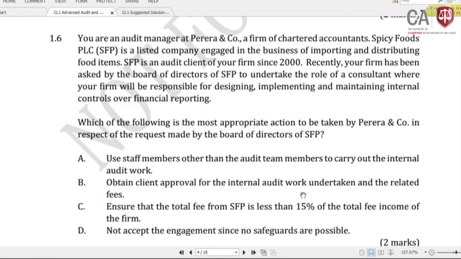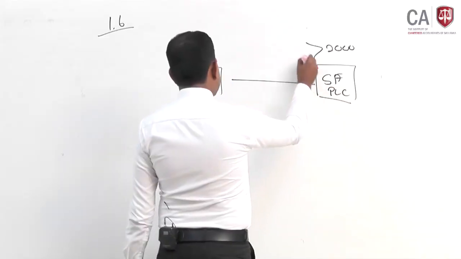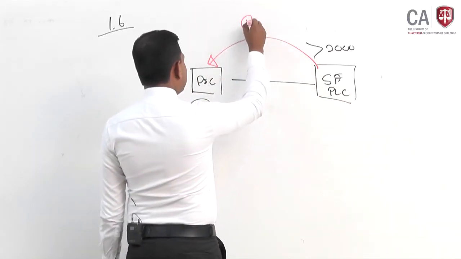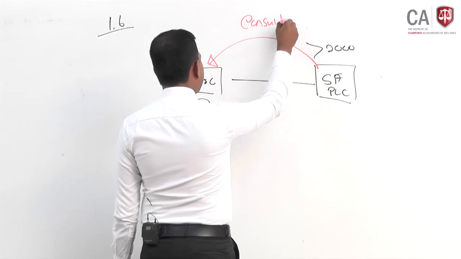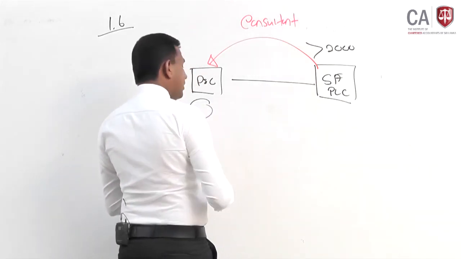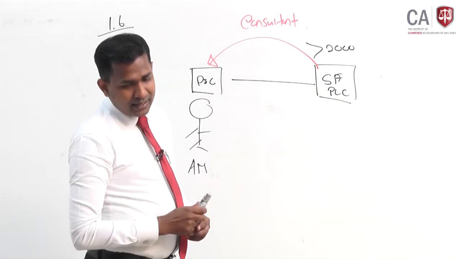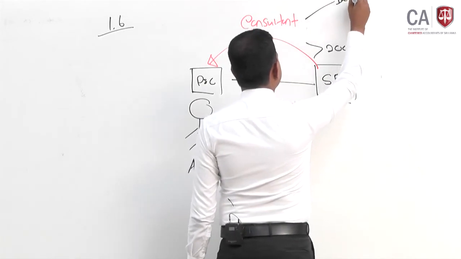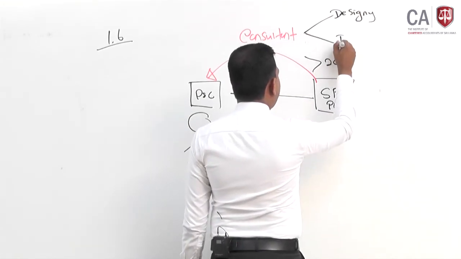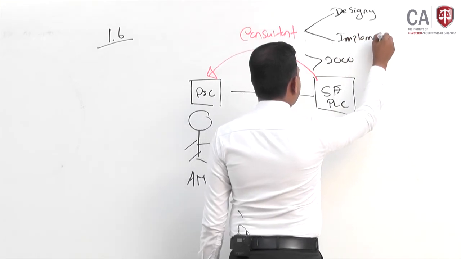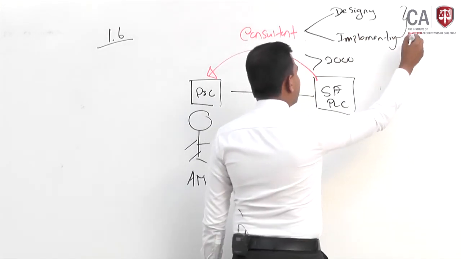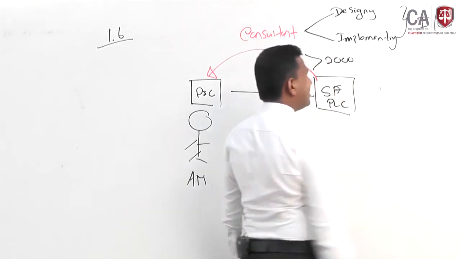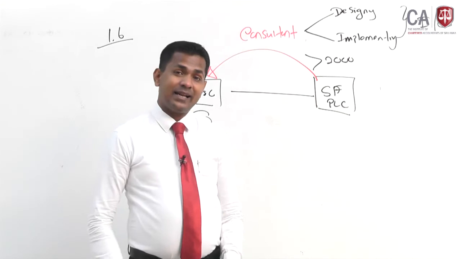Recently, your firm has been asked by the board of directors of SFA to undertake the role of a consultant. So now these people are coming and asking the auditor of the company to become a consultant in addition to the audit, on designing and implementing internal controls of the business organization.